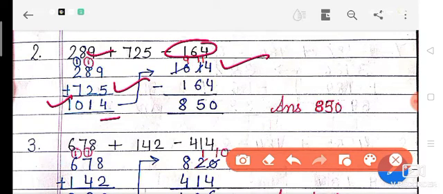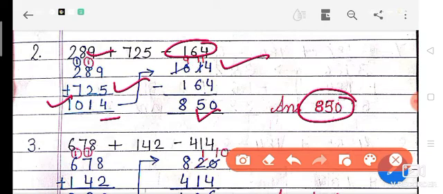4 minus 4 is 0. 1 minus 6 we cannot do, so make it 11. 11 minus 6 is 5. Okay, and here left with 9. So 9 minus 1 is 8. So answer is 850. Clear students?